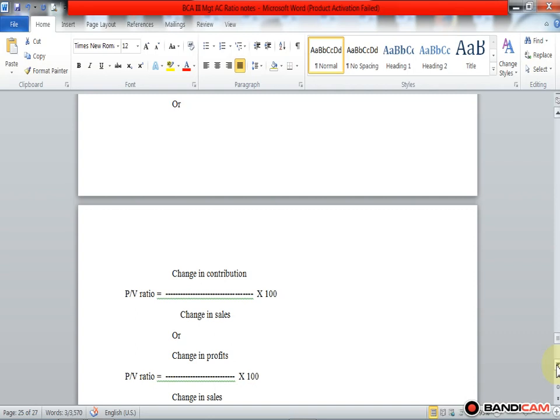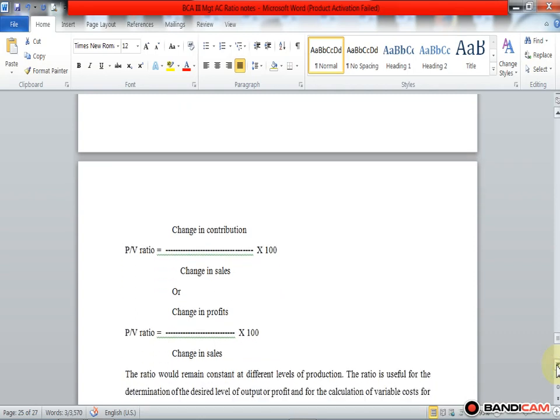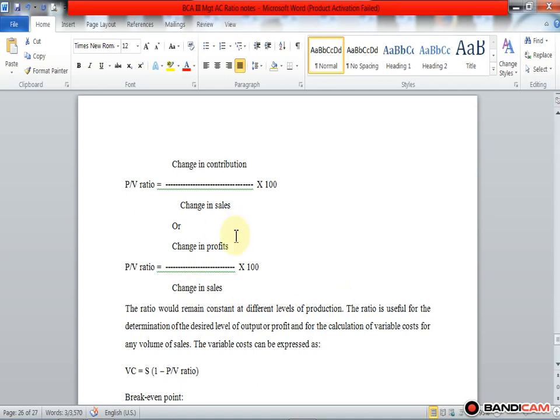We deduct the current year's profit from the previous year's profit to get the change in profit, and we deduct the current year's sales from the last year's sales to get the change in sales. So PV ratio is equal to change in profit divided by change in sales multiplied by 100. PV ratio is always in percentage, so we multiply by 100. The ratio remains constant at different levels of production.